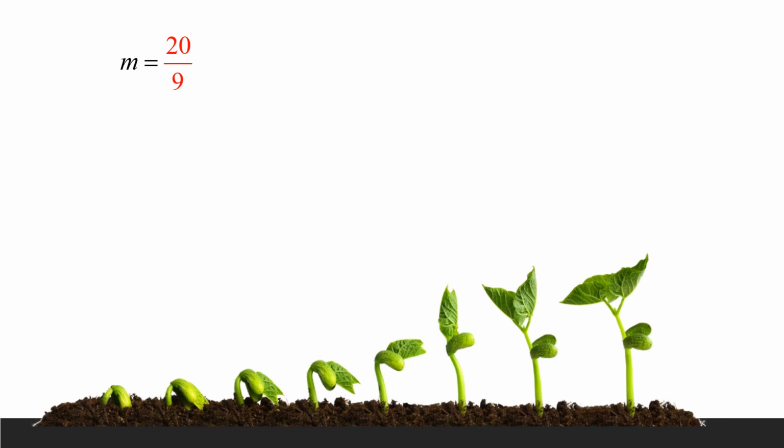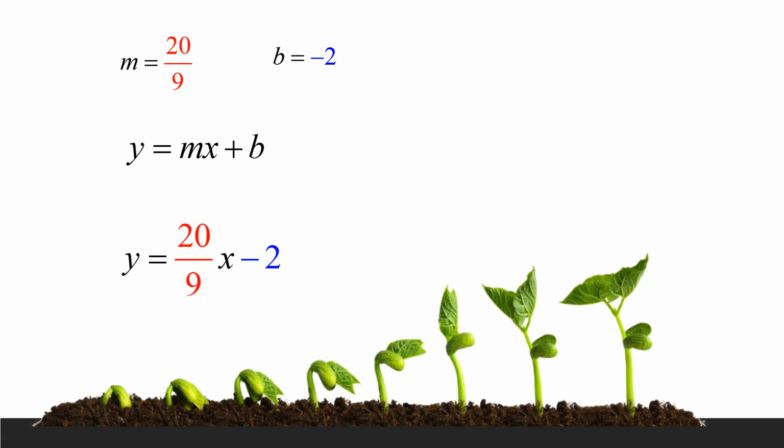So now I know the slope of my line and I know my y-intercept. I can put them into my equation y equals mx plus b in order to get the equation of my line of best fit. So my slope is 20 over 9 and my y-intercept is -2. So this equation, y equals 20 over 9 x minus 2, is the equation that would model the growth of my little tomato plant.